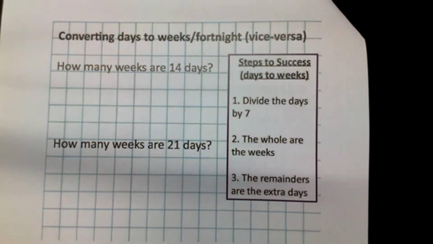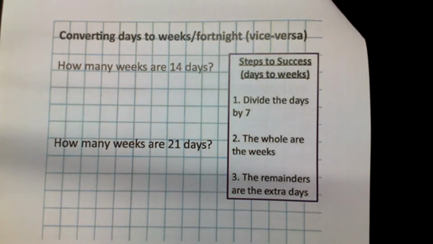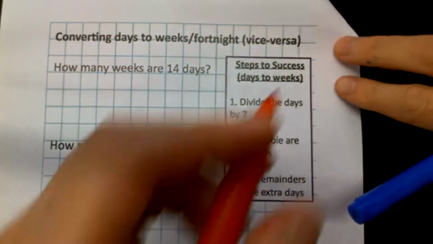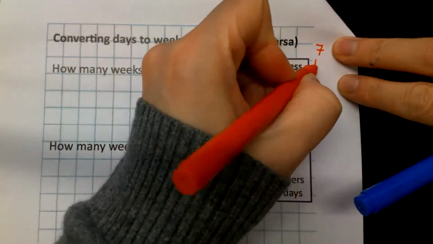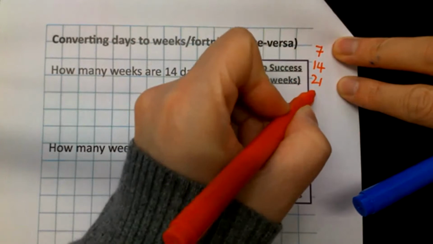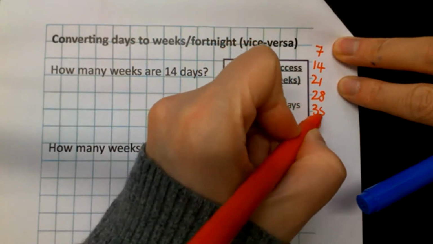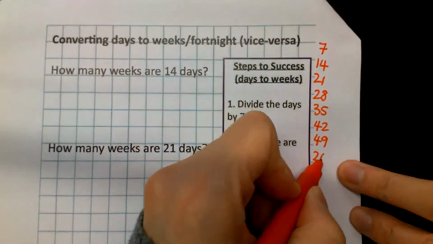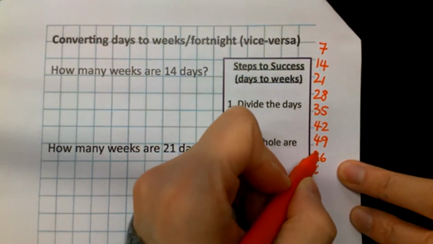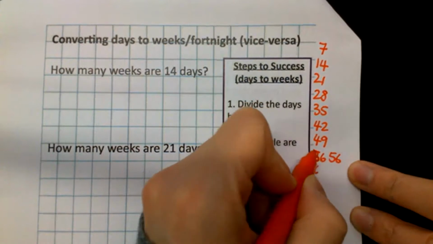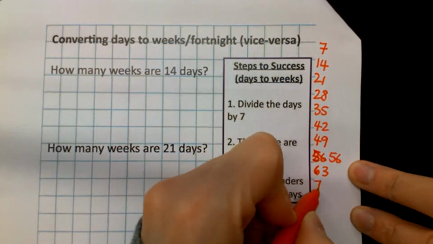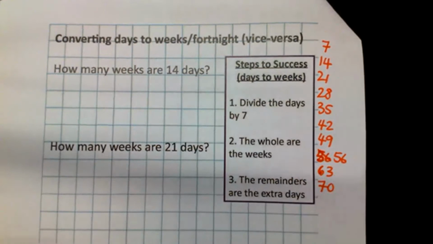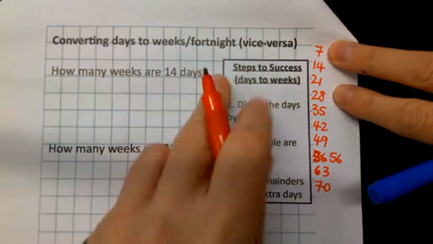Now, if you're not familiar, or well, you should be familiar, but if you're not confident with your 7 times tables, what can you do? Good. You can write your 7 times tables on the side here. 7, 14, 21, 28, 35, 42, 49, 56, 63 and 70.